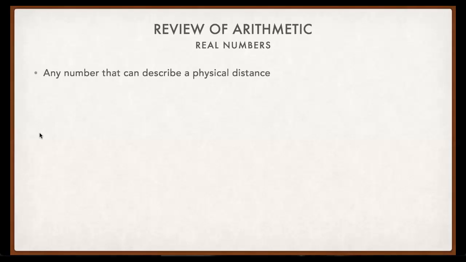Real numbers are any kind of numbers that we're going to be talking about this year. If you can describe a physical distance, whether that distance is in front of you, positive, behind you, negative, or at the same location as you, 0, that's a real number. The other kinds of numbers that aren't real are called imaginary, and we're not going to worry about them this year.